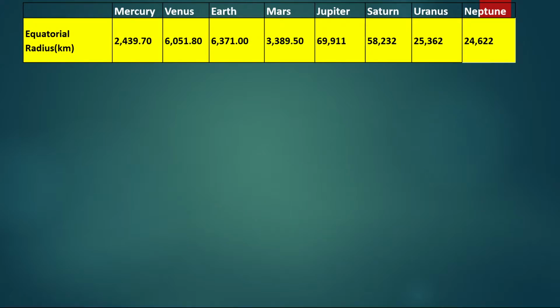So this is equatorial radius. What is equatorial radius? This is our planet, say Earth, and the equator is the middle line passing through the center. This is the equator. So equatorial radius is the distance from the center to this point. This is around 6400 kilometers. You can see Jupiter is the biggest one.